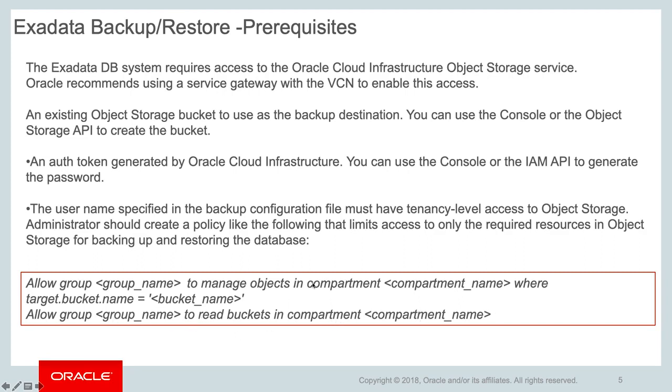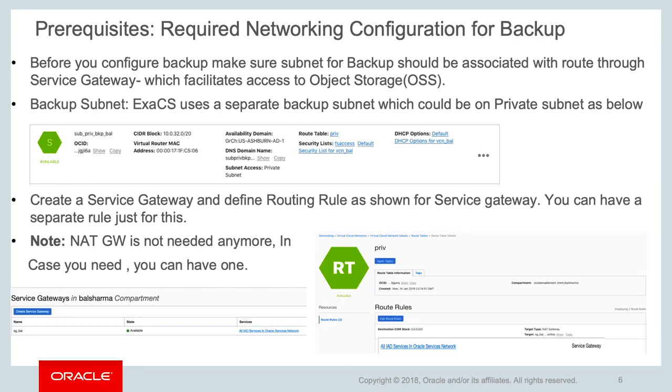So just make sure before attempting this that you have acquired privilege or access to your object storage bucket, because you are going to provide those credentials in your backup configuration. So let's take a look at the prerequisites, which is basically required networking configuration for backup to work. Two important things here: one is the service gateway and the other one is the backup subnet.